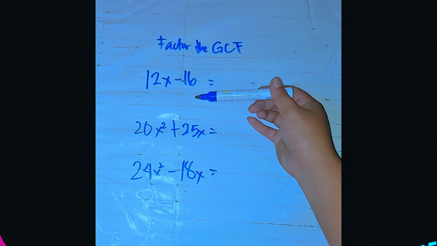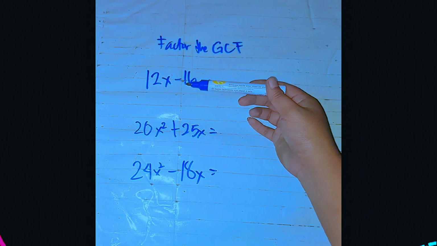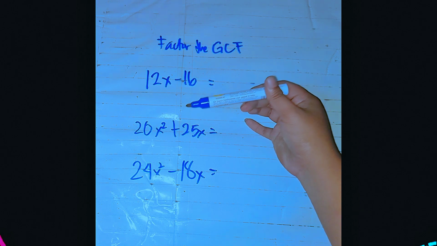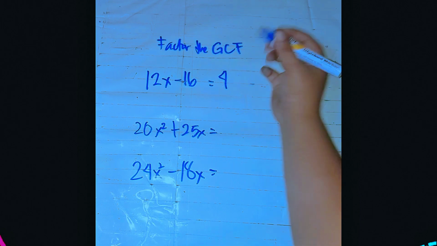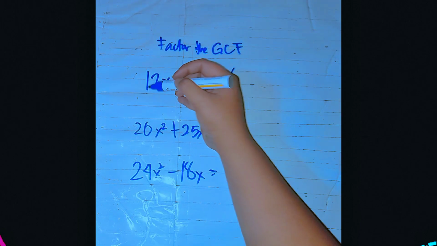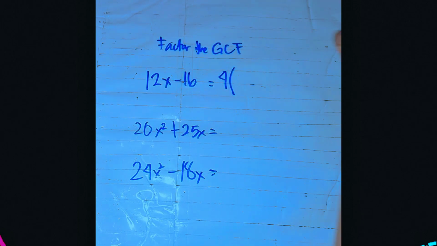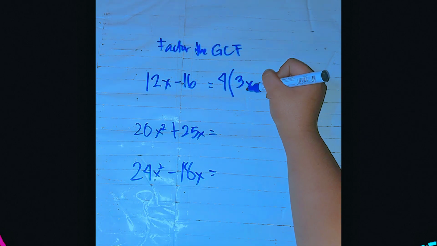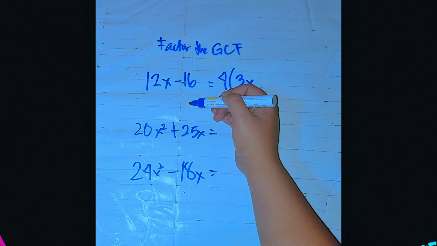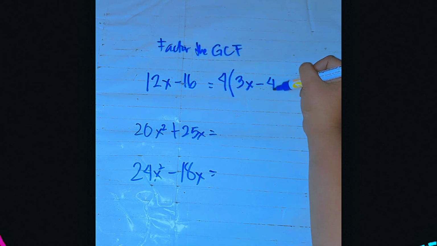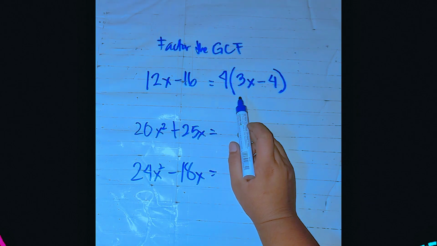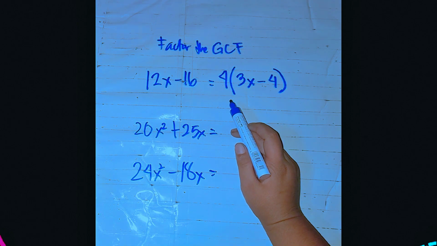So these two can be divided by 4 and 2. And 4 is greater than 2, so we're going to use 4. 12x divided by 4 is equal to 3x. Negative 16 divided by 4 is equal to negative 4. And there we have the factor of the greatest common factor.